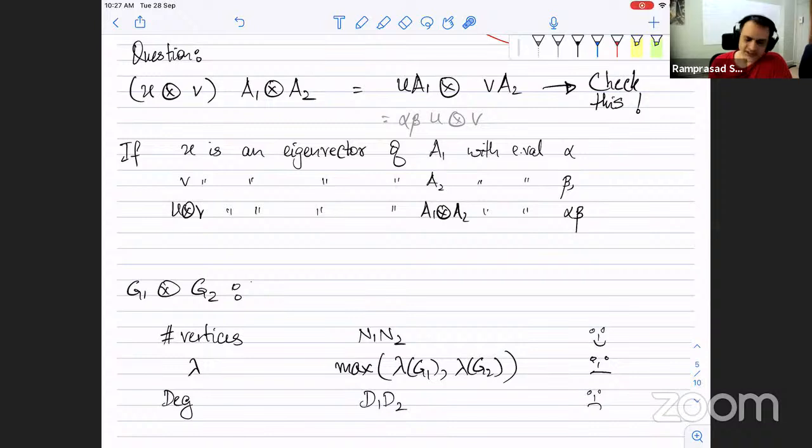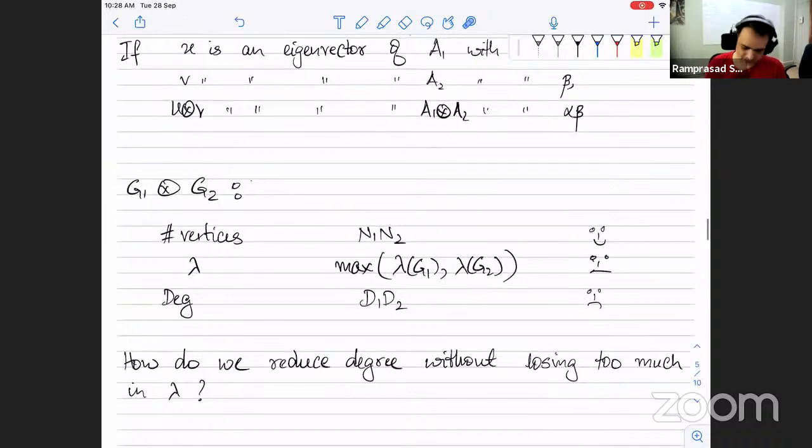Okay. So since we saw one where we could improve lambda, and we have now seen one where we can improve the number of vertices, the missing link is how do you reduce the degree? Is there a way in which we can reduce degree without hurting lambda too much? Okay, so we need to come up with graph operations that somehow result in the degree being smaller. Okay, and so this is what we want to mainly solve. How do you reduce the degree without losing too much in lambda?